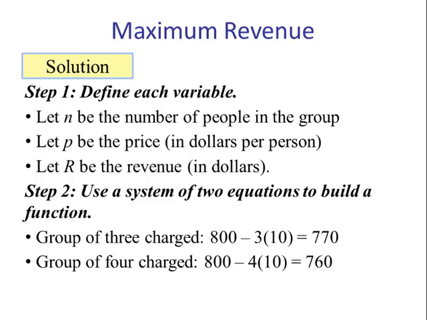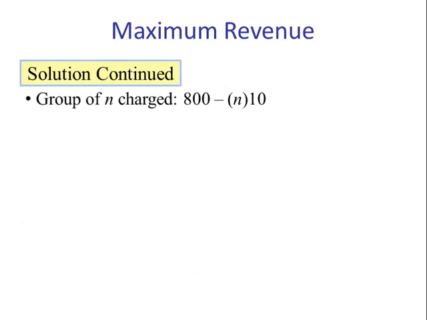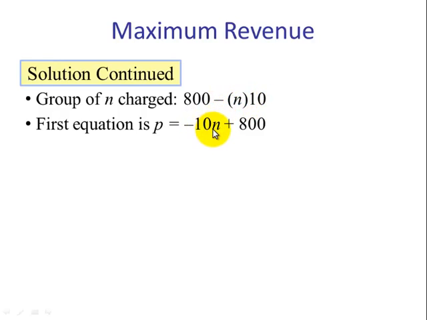So let's look at 2 numerical examples first. A group of 3 would be 800 minus 3 times 10, which is 770. A group of 4 would be 800 minus 4 times 10, which is 760. So now we can write an equation using this expression for price, and we would say the first equation, price equals negative 10 times n plus 800.